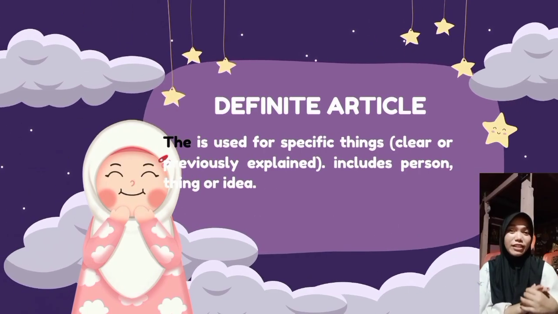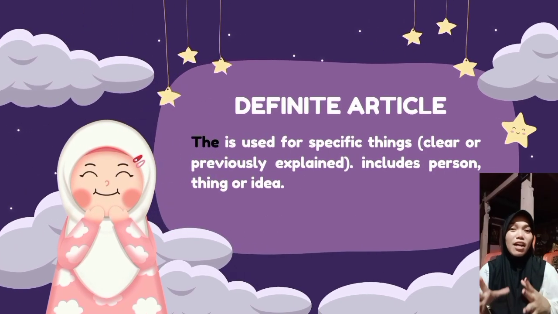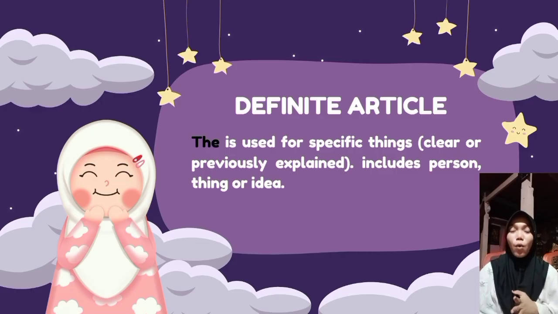Okay, talk about definite article. In this part, we will talk about the. What is the? As I mentioned before that the is used for specific things. It has already clear or even previously explained. They are including person, thing, or maybe idea.